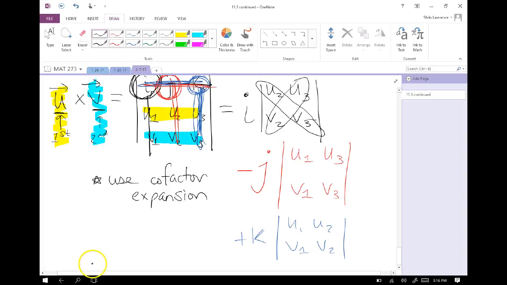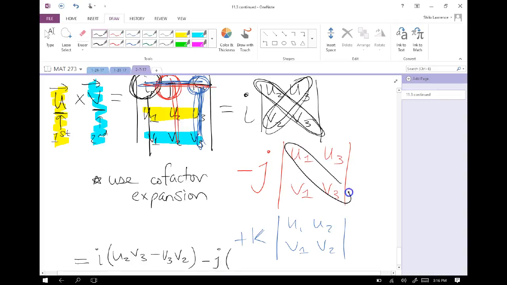So I've got one more step till I have the full formula that you're used to memorizing in physics. This ends up as I times U2 V3, that's my major diagonal here, minus U3 V2. That's how we do a determinant of a 2 by 2 matrix. And then I've got minus J, major diagonal is U1 V3, and then the other one is U3 V1.